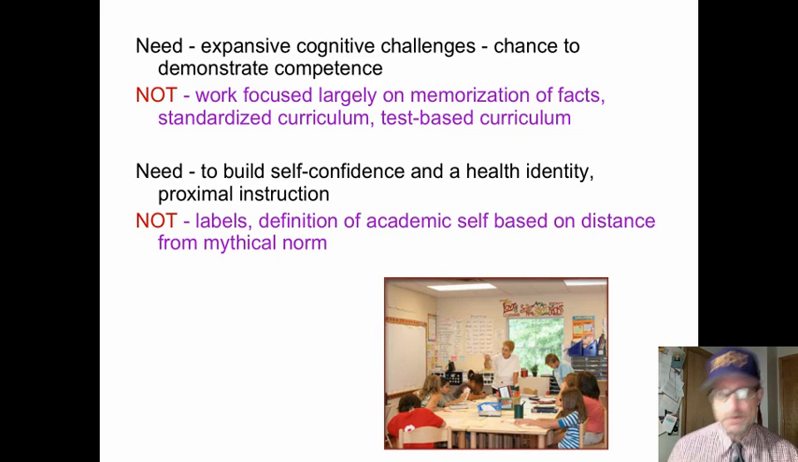We give them labels. Oh, you're this, you're that. The definition of their academic self is based on their distance from a mythical norm. Oh, you're not smart because you don't have that number. That's the norm, that's the average, and you're there, so you must not be smart. We allow schools to define students, define intelligence, and I say that's crazy.